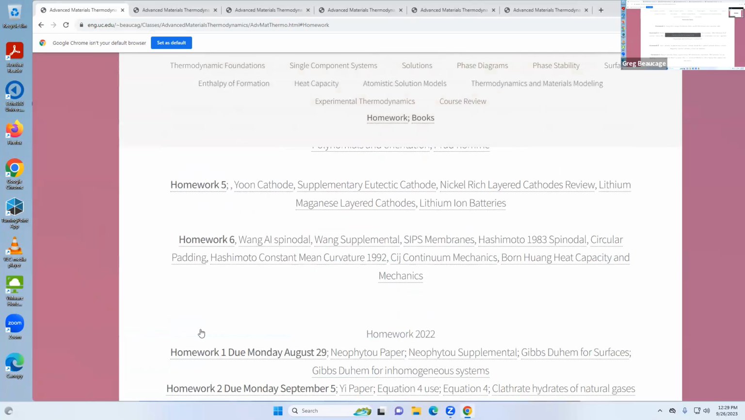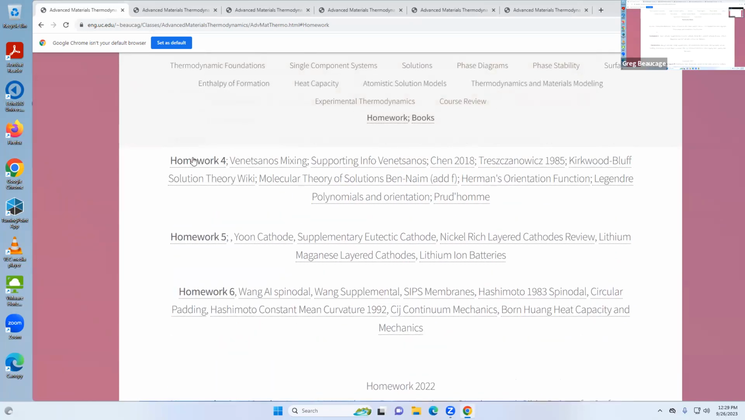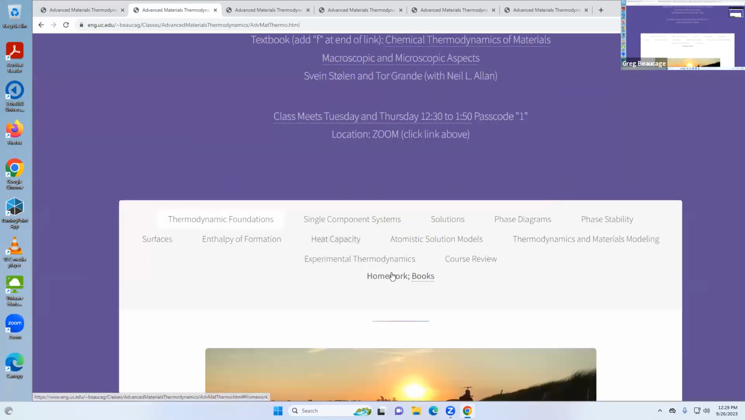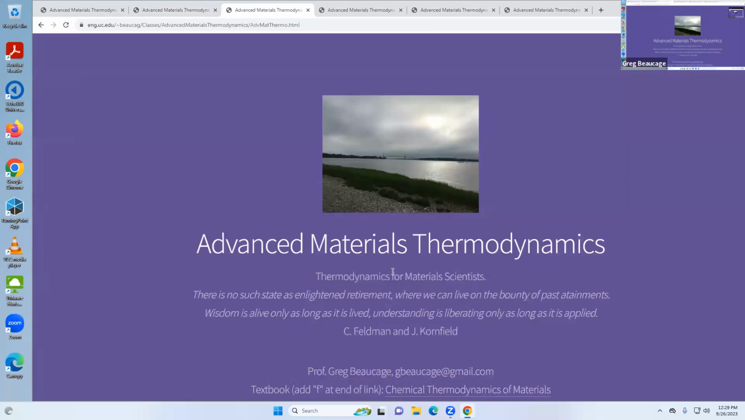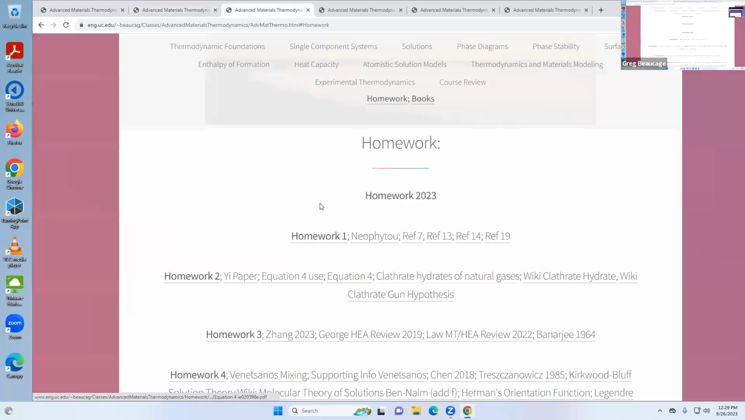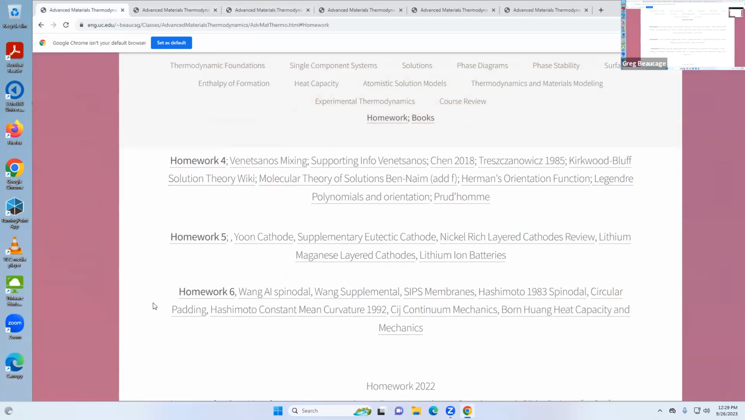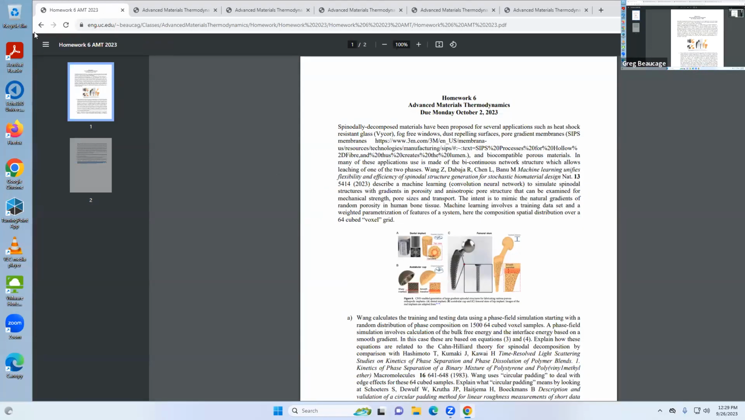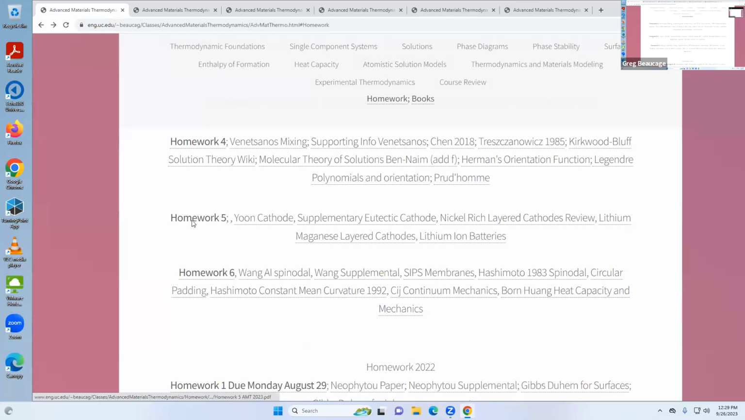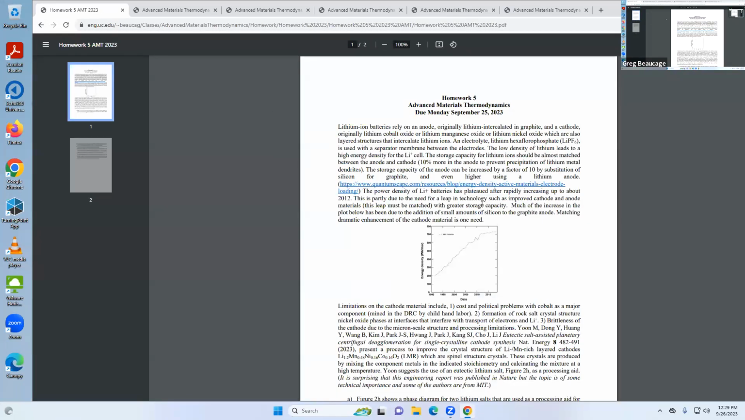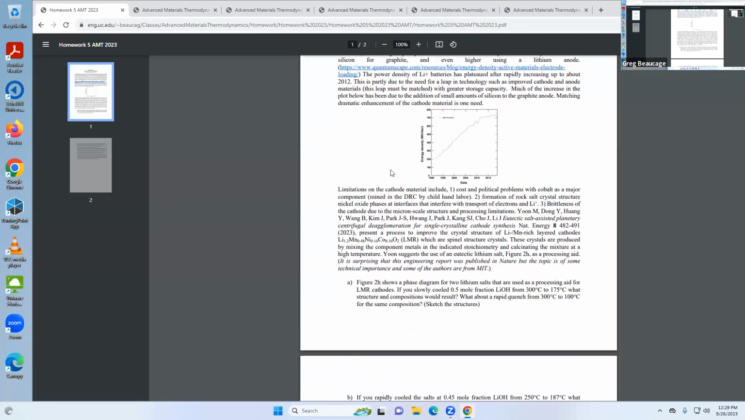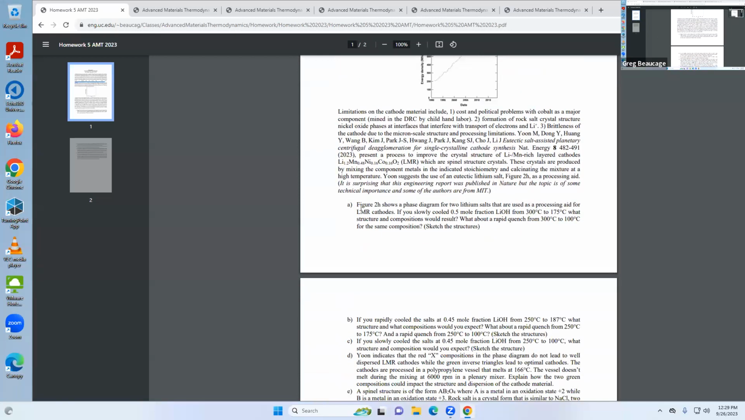So let's see. So this homework was kind of a disaster. The paper was kind of difficult, but the questions were all about the phase diagram. So in fact, you probably didn't need to read this part. And then it's just this stuff.